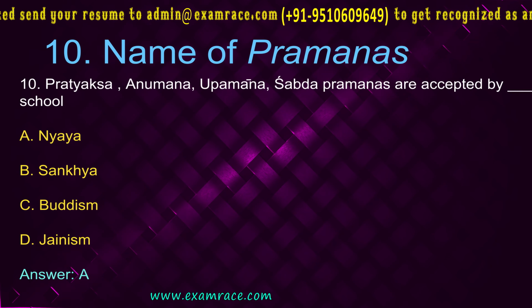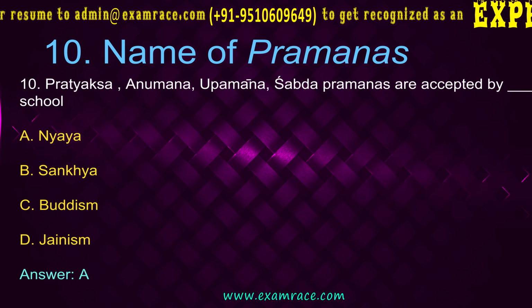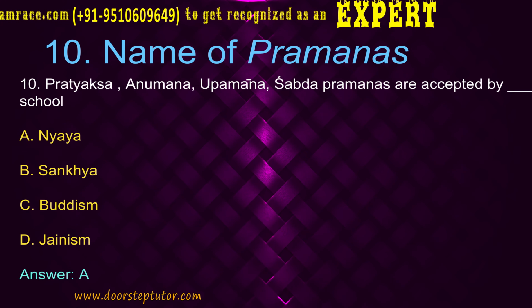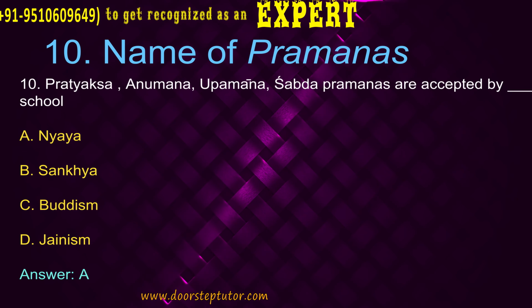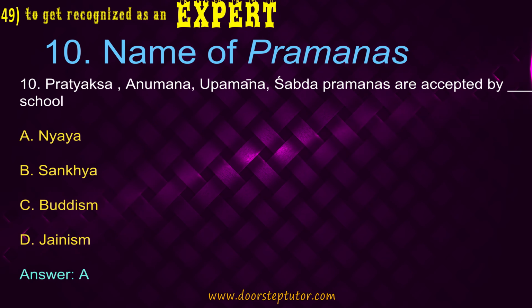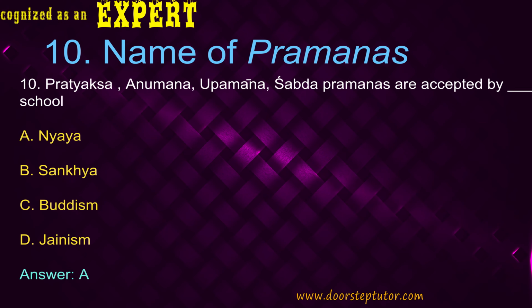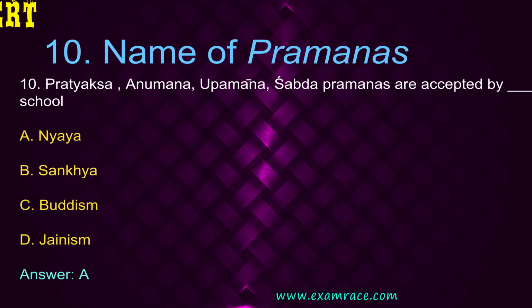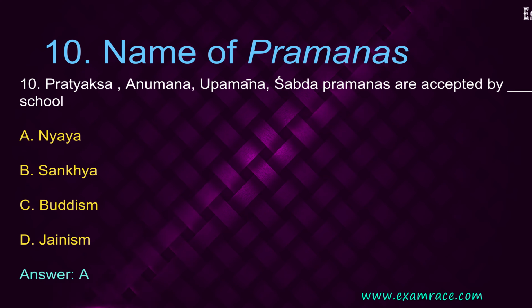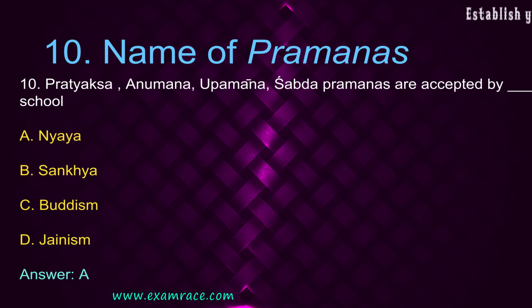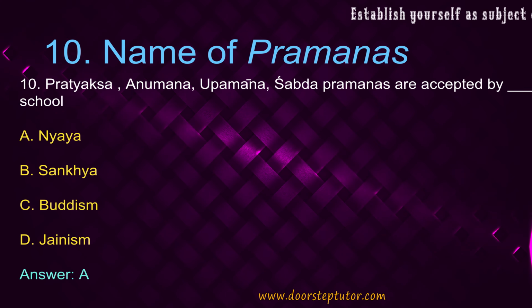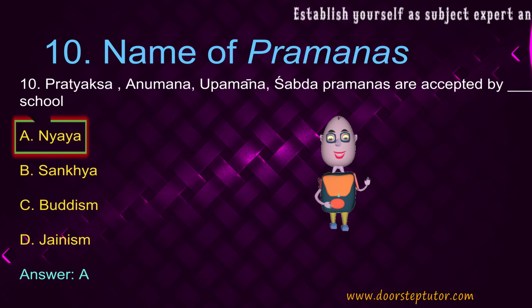The 10th kind of question could be based on the names of Pramanas. This kind of question is quite repetitive in nature. It has been asked a number of times in different exams. For example, Pratyaksha, Anumana, Upamana, and Shabda are Pramanas accepted by dash school. A. Nyaya, B. Sankhya, C. Buddhism, D. Jainism. The correct answer is A.